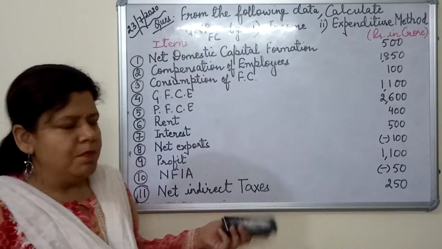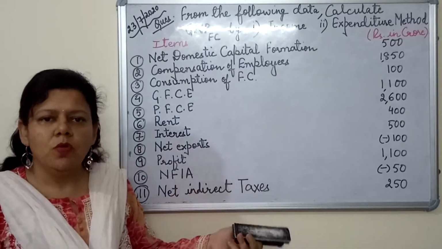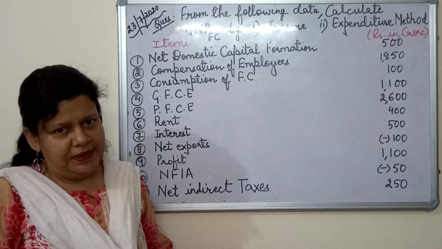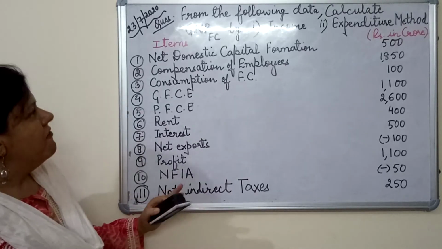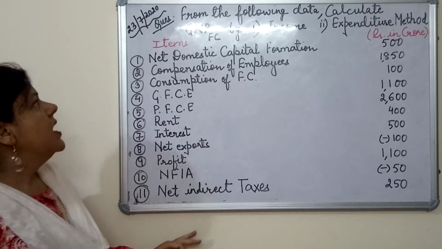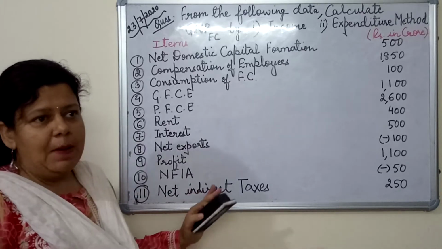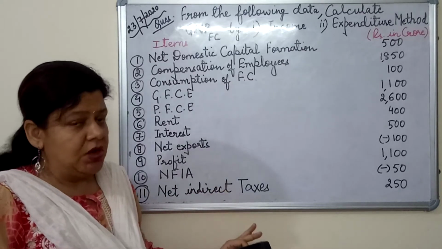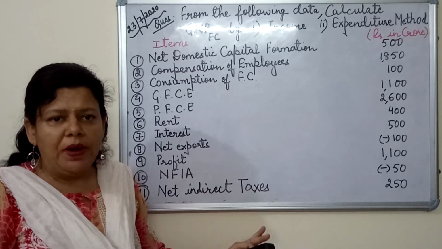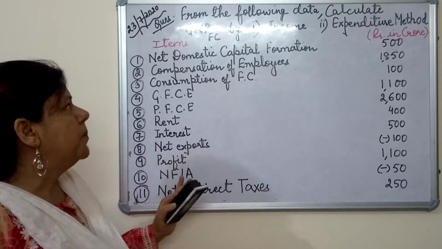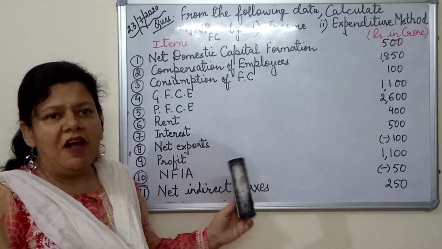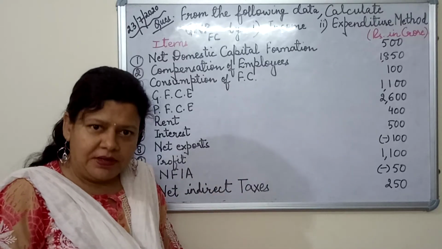Students, welcome back. We are again here with the numerical part of the expenditure method. What is given in the question? We'll start with: from the following data, calculate GNP at factor cost. Now what is GNP? You all know it. G means gross, N means national and P means product. FC means you have to calculate it at factor cost.